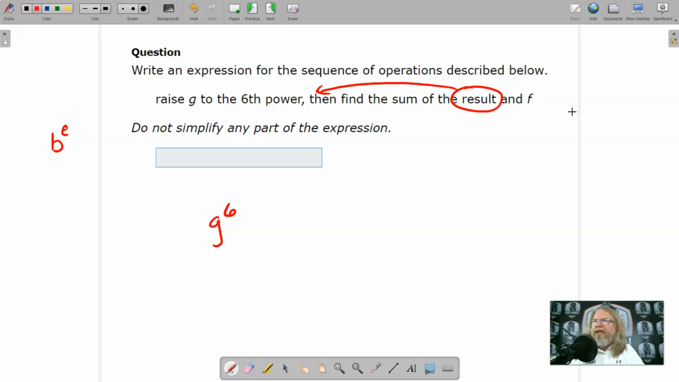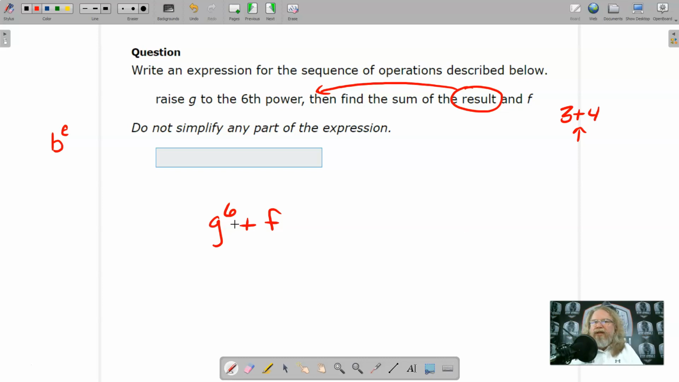Well, if I said find the sum of 3 and 4, you'd say, oh, that's 3 plus 4. So you know that we're talking about addition. So we'll just go ahead and add to the sum. We're adding f. I almost put 4 because I was thinking 4 up here. So g to the 6th plus f.